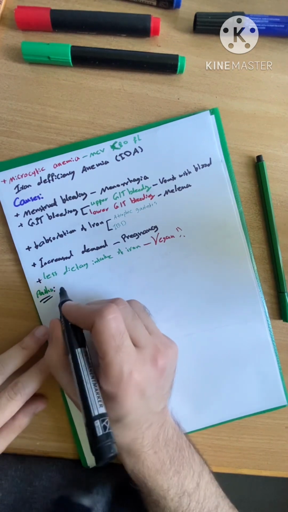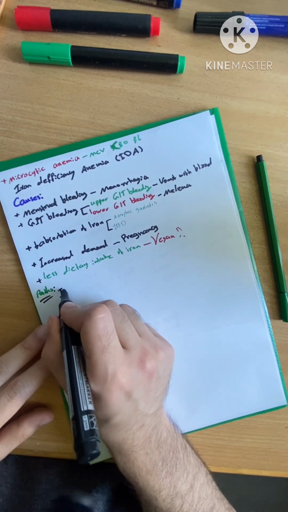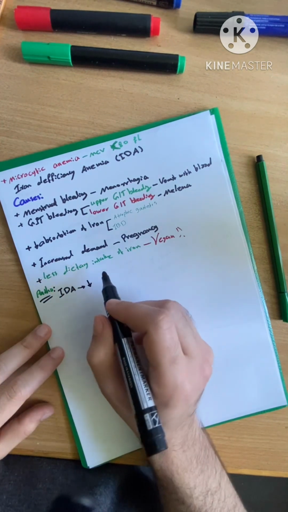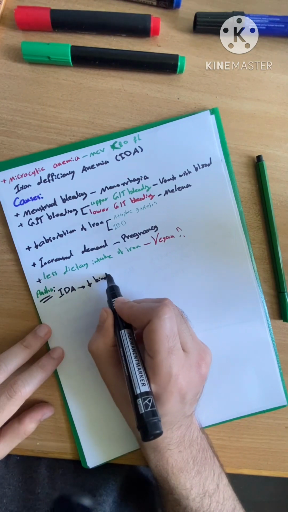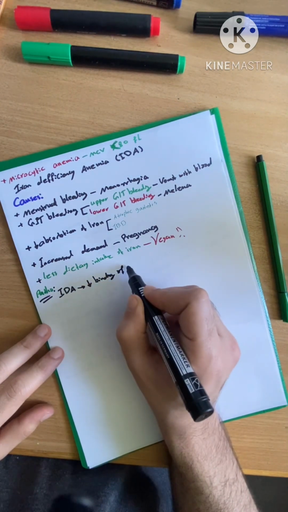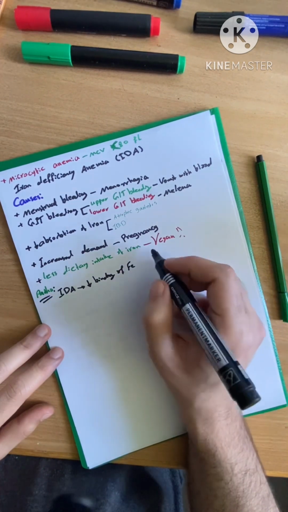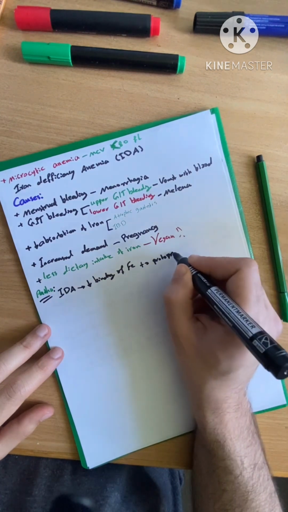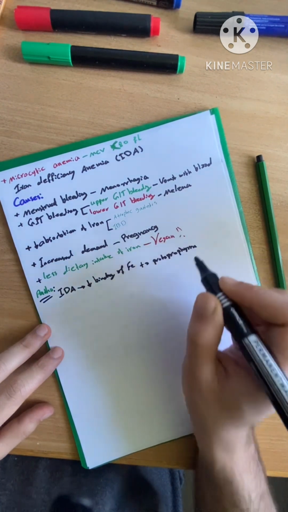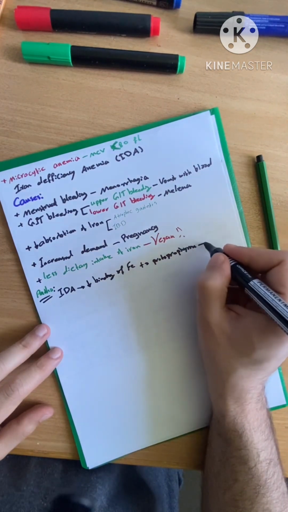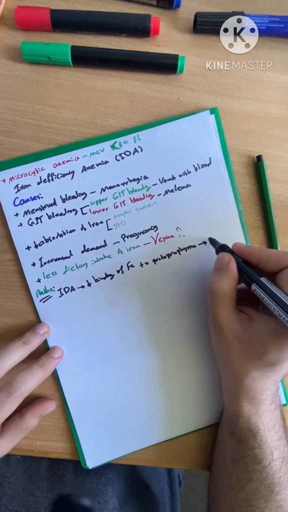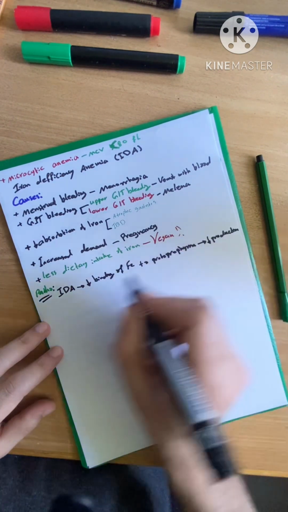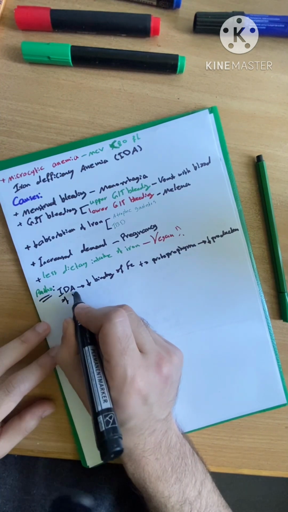So, in case of iron deficiency anemia, we're gonna see decrease in binding of iron to protoporphyrin, which will lead to decreased production of hemoglobin.